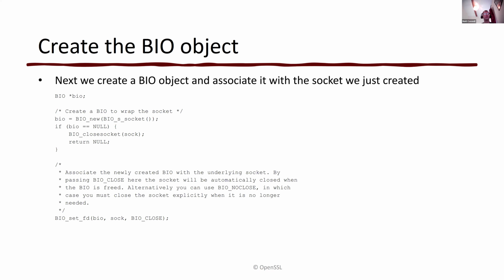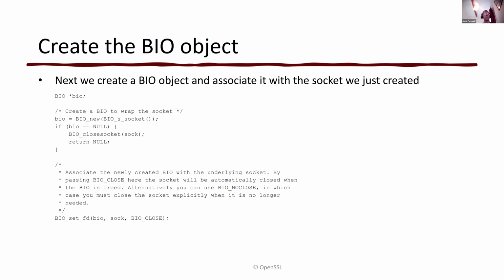We call this function BIO_new. We say we want a socket type by passing in BIO_s_socket. Again, we check for errors. If that doesn't work, we'll get a null return. And again, we're just going to bail out if that happens. But assuming that it works, then we associate the socket file descriptor that we got from the previous slide with that BIO by this function BIO_set_fd.